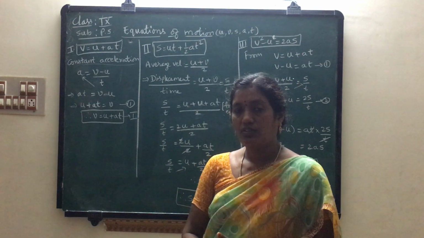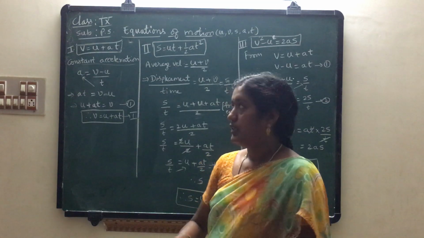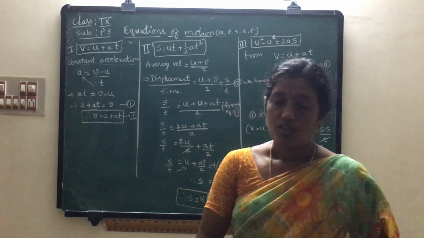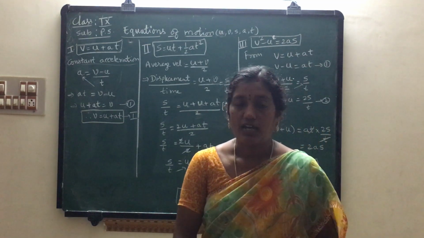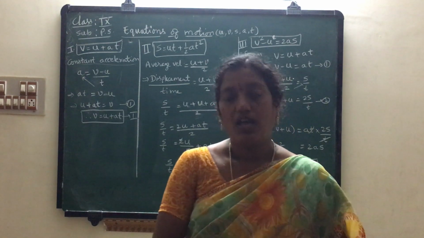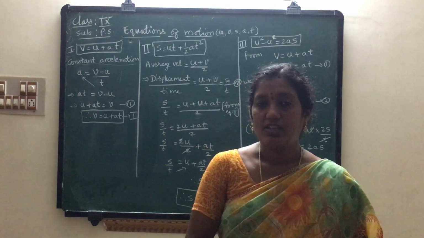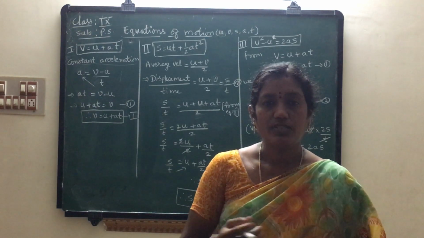Okay children, do you understand properly? This is somewhat difficult, but if you practice it, it will be easy. So for deriving the second equation of motion, we have to start with average velocity. Average velocity is the sum of initial velocity and final velocity divided by 2. So average velocity is equal to (u plus v) by 2.